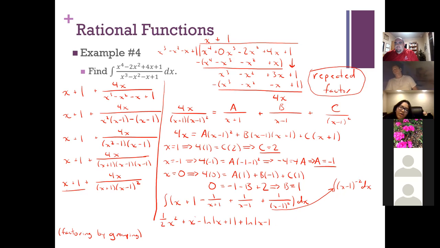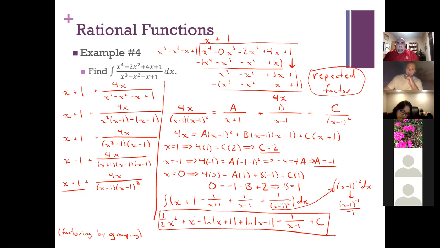You're adding one, right? Well, yeah, I could. Yeah, but negative 2 plus 1, and that happens a lot. But it's actually just going to be minus 1 over x minus 1, because this basically becomes x minus 1 to the negative 1 over negative 1. So it's only ln x minus 1 when it's to the negative first power.